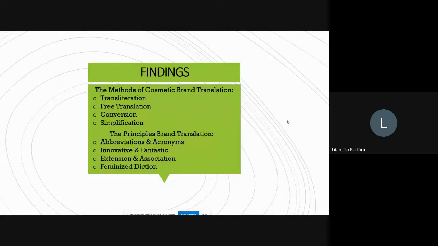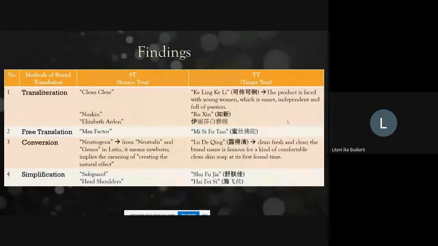And the findings, the methods of cosmetic brand translation, we have 4 here: transliteration, free translation, conversion, and simplification. And for the principles of brand translation, we also have 4: abbreviation and acronyms, innovative and fantastic, extension and association, and feminist diction. So these are the findings. I put it into a table. The first one is the methods of brand translation.